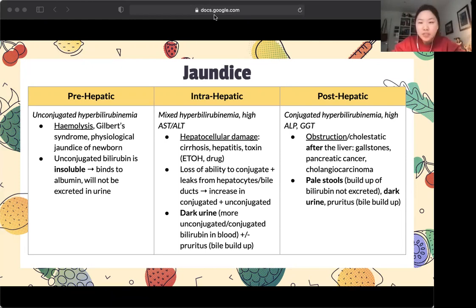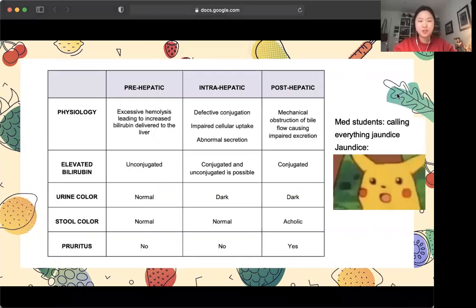And then you've got post-hepatic jaundice, which is your conjugated elevated bilirubin, with high ALP and GGT, and this is usually due to an obstruction, so cholestatic. This is when you're going to get your pale stools, dark urine, as well as the pruritus because of that bile buildup. Great. Sorry, this is very brief, but I promise you everything that you need to know is on this slide. We're just not going through it in a lot of detail.